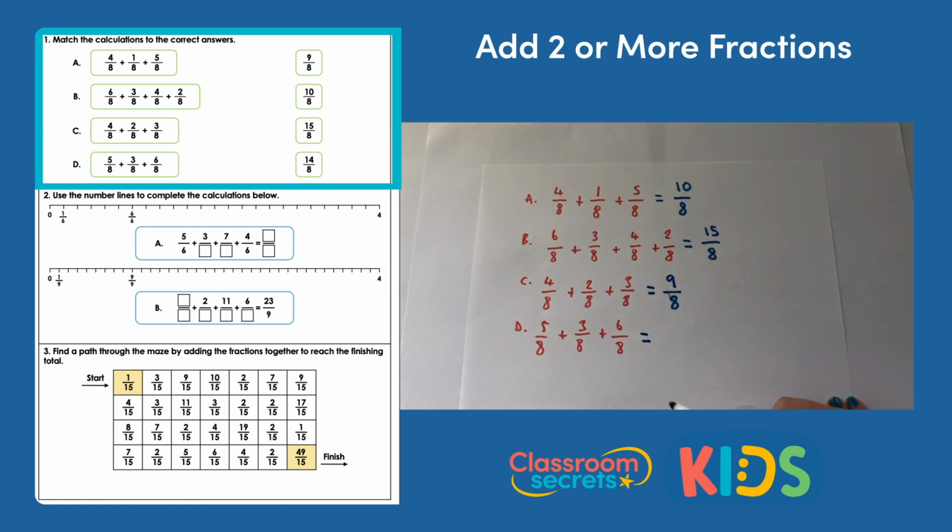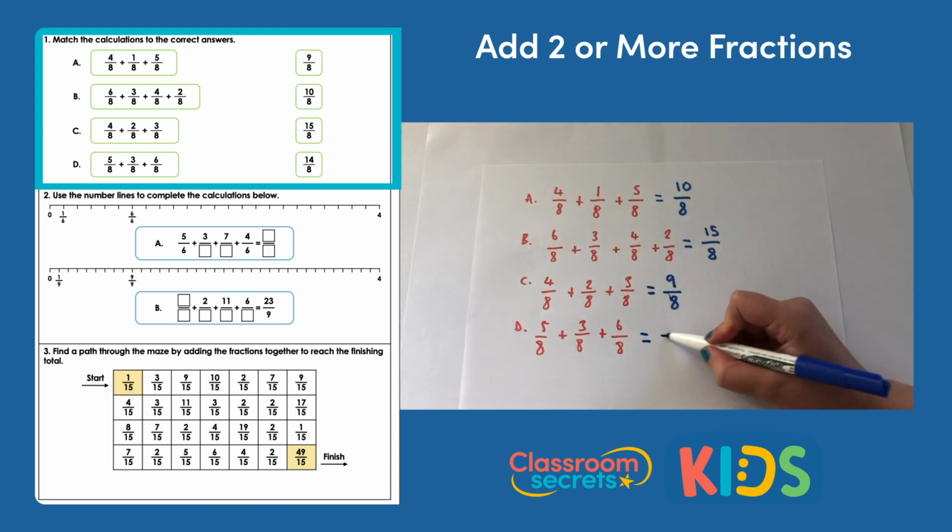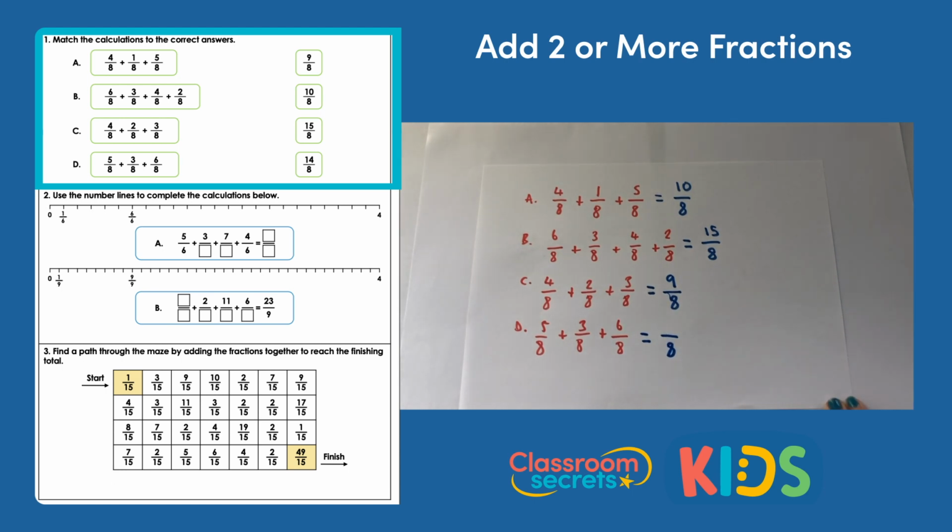So we have 5 eighths, add 3 eighths, add 6 eighths. Again, the denominator is staying as 8. We have 5, add 3, which is 8. Add another 6, which is 14. So there we have our 4 calculations, matched to their 4 answers. Everything matches up, so we know that question is correct.